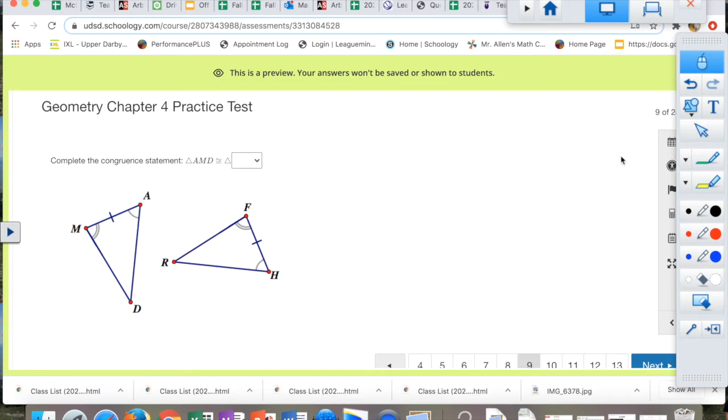Let's look and see how this is marked up. AMD, so I got A, one arc, M, 2 arcs, down to 0 arcs, so 1, 2, 0. So the same way would be HFR. Let's see our choices, and we're going to go with HFR.